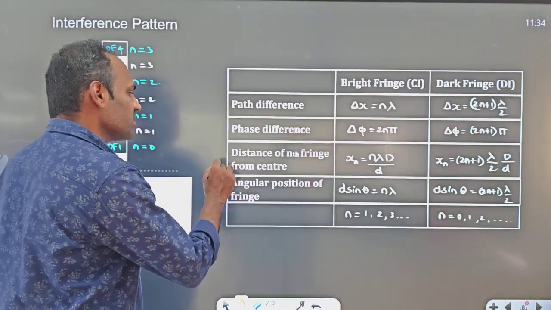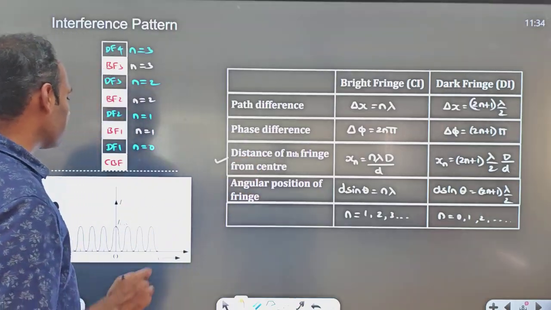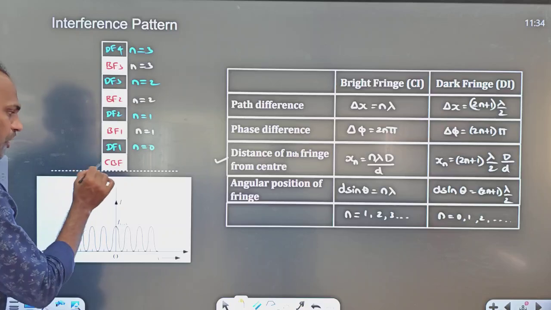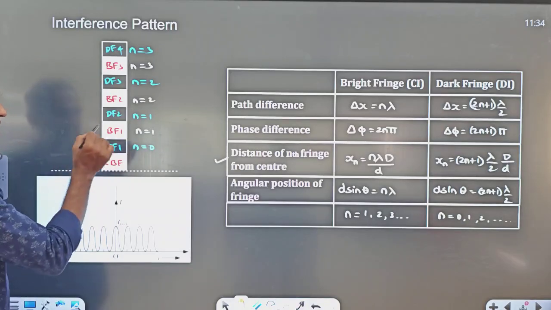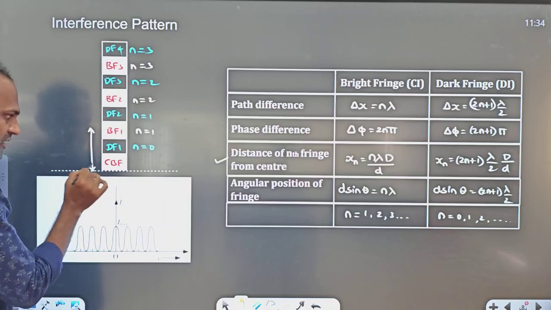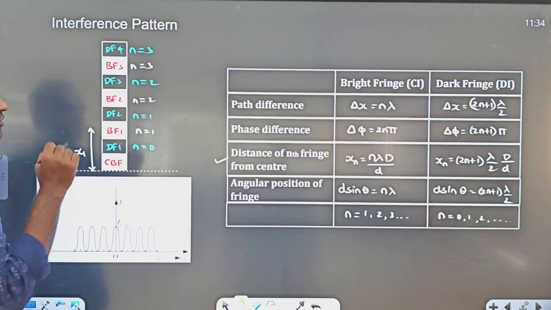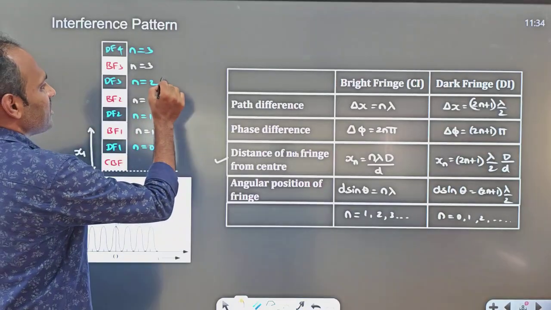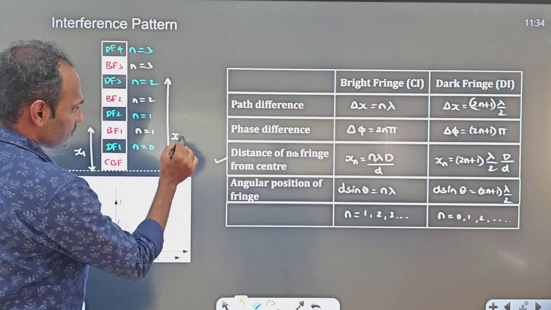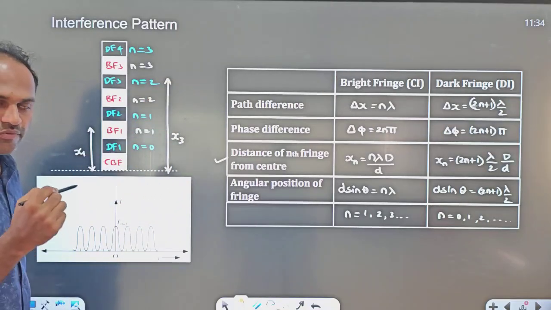Next, very important thing is distance of nth fringe from central bright fringe. Any fringe, whenever you have to measure the distance, you have to measure it from the central bright fringe. For example, if you want the distance of the first bright fringe from the central bright fringe, you have to measure it from here. So this is called distance of first bright fringe. This is the distance of the third dark fringe. So all the distances are measured from central bright fringe only.